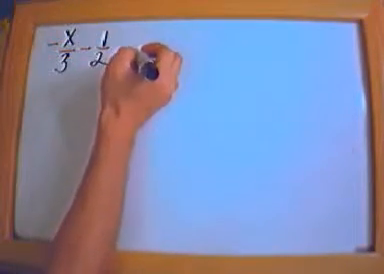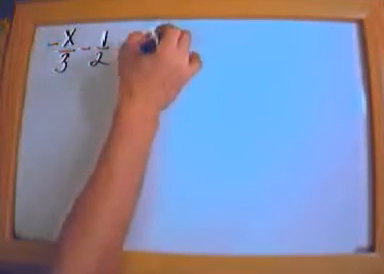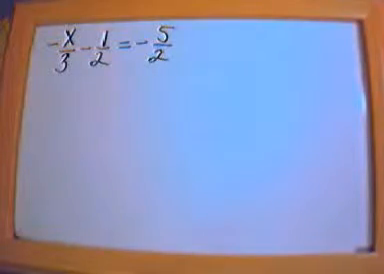Just a few more problems. Actually, there's one more problem. Two more problems maybe. Let's try something like negative x over 3 minus 1/2 equals negative 5/2.